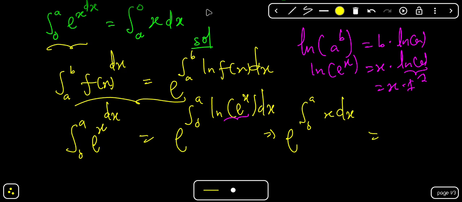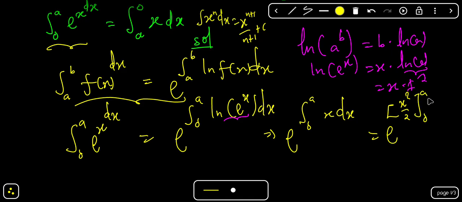The integral property: the integral of x raised to the power of n dx is equal to x raised to the power of n plus 1 over n plus 1, plus c. So if we integrate x dx, we are going to have the exponential of x raised to the power of 2 over 2, then you apply the limit from 0 to a. This will be e raised to the power of a raised to the power of 2 over 2, minus, if you apply 0, that will surely give us 1. That will be e raised to the power of a squared over 2, minus 1. Now that is the left hand side.